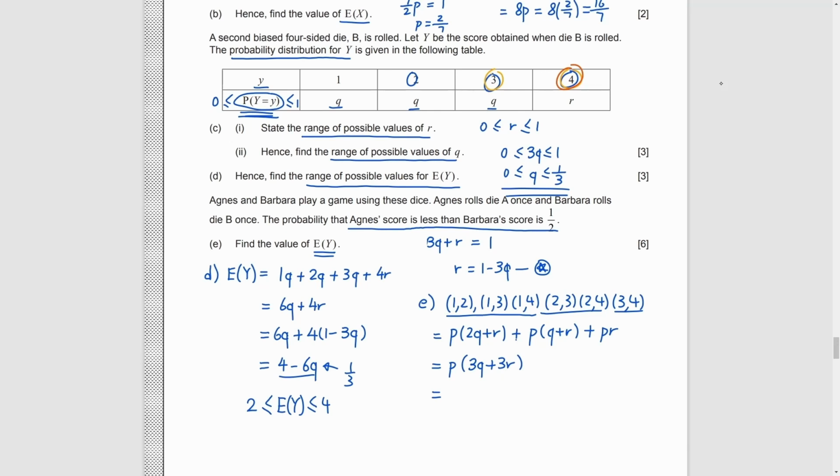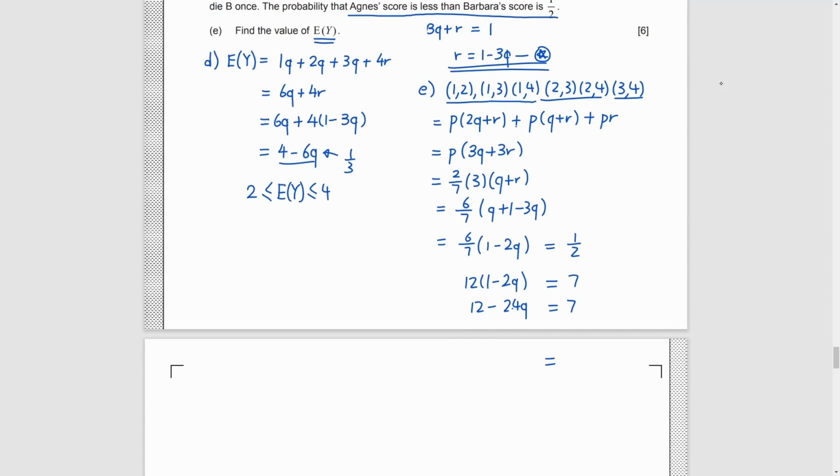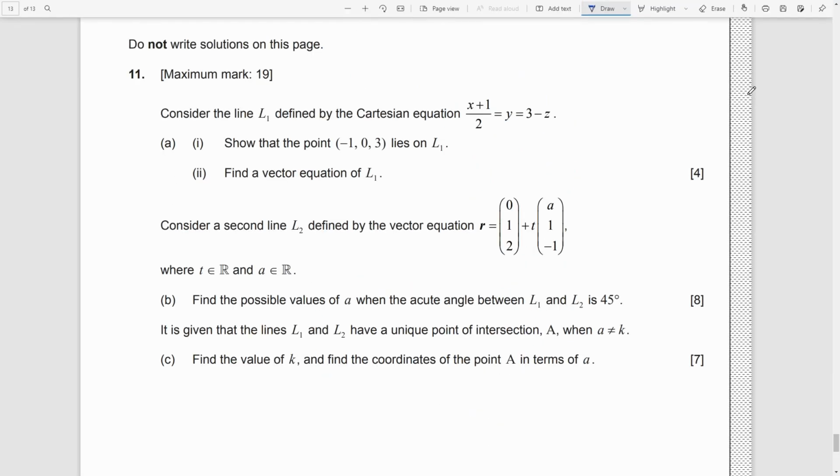As we know, P is 2 over 7, and R is 1 minus 3Q. Finally, we can get 6 over 7 times 1 minus 2Q. This is the expression for the probability that A's score is less than B's score. And by the sentence above, we know that it is equal to half. So, we set it to be half, and we get our equation. Solve it, and we get Q equals 5 over 24. So, we can substitute it back into the expected value of Y we found in Part D. After tons of work, we get 11 over 4.